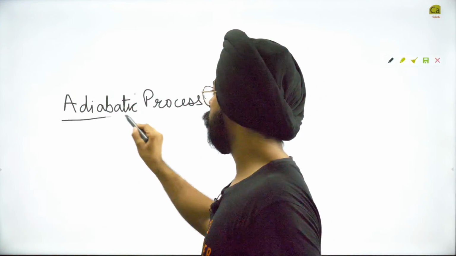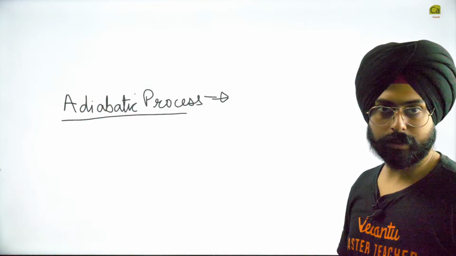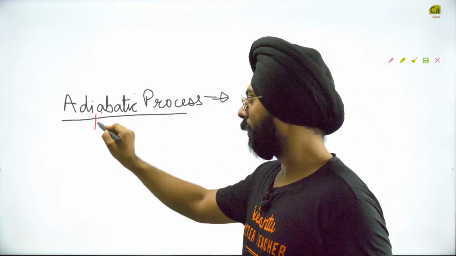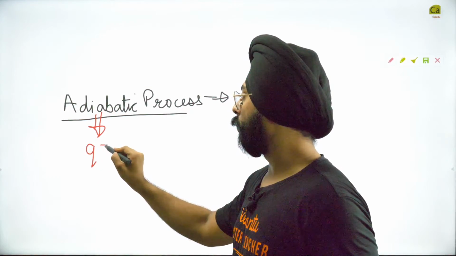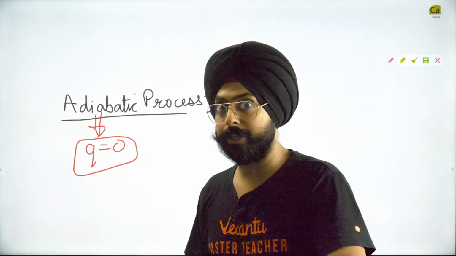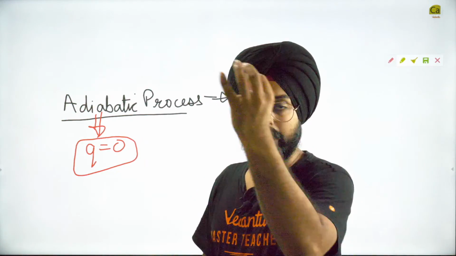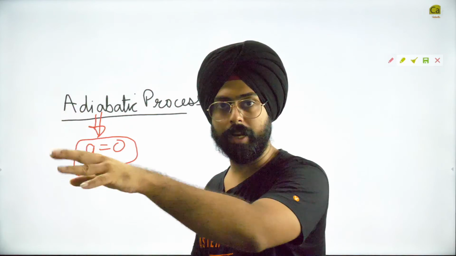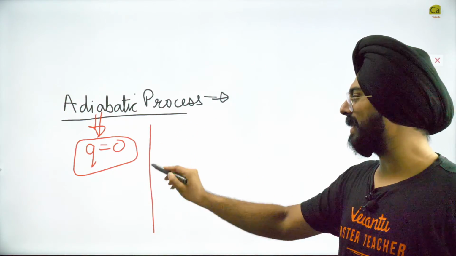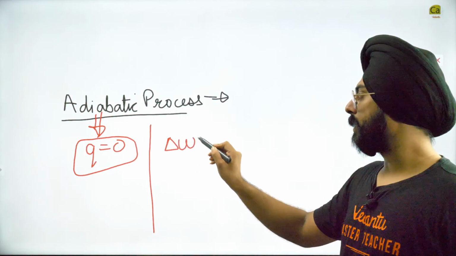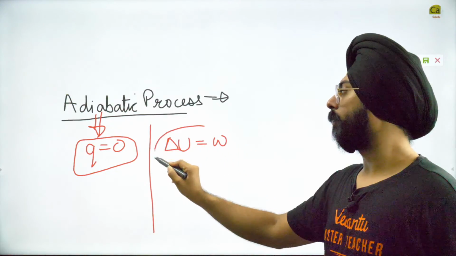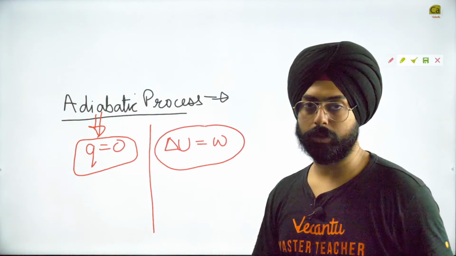What is the definition of the adiabatic process? Adiabatic is a word which means Q is equal to 0. Adiabatic means that there is no heat exchange being done with the system. Surroundings don't give it heat, surroundings don't take heat from it. In an adiabatic process, Q is equal to 0. So my dear friends, this implies that delta U is simply equal to W, yes? Delta U is simply equal to W.